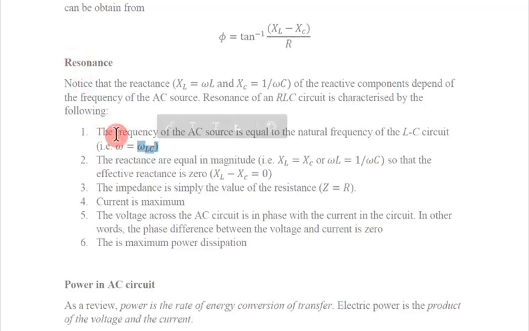When we have resonance, this is what you are going to see. The second point, the reactances are equal in magnitude. So the two reactances are equal in magnitude, and because they are opposite to each other, they cancel each other and they appear to be a short circuit. So there's zero reactance. They don't have any effect at all on the current being driven through it. And the impedance is simply the value of the resistance, because the reactance is zero.